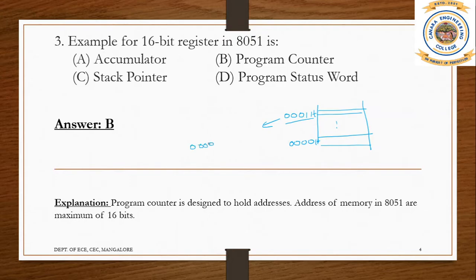0000 represents 0. Then again I have 0000 representing the next 0 in hexadecimal. Then I have 0000 representing the next 0. Then I have 0001 representing 1. So this is totally 4 plus 4 plus 4 plus 4, total 16. So the addresses of memory in 8051 are 16 bits wide. To hold that address we need a 16-bit register. So program counter is the answer.